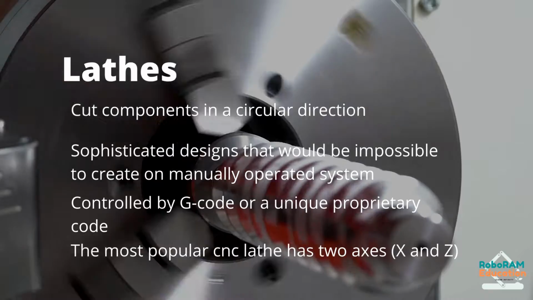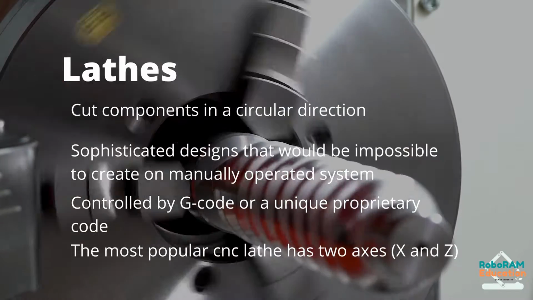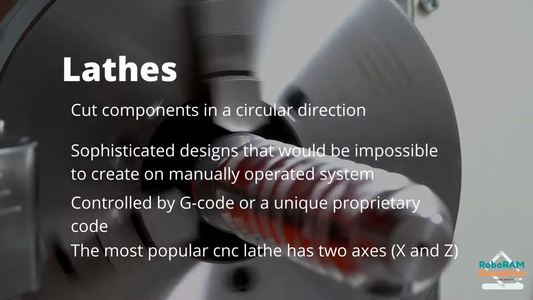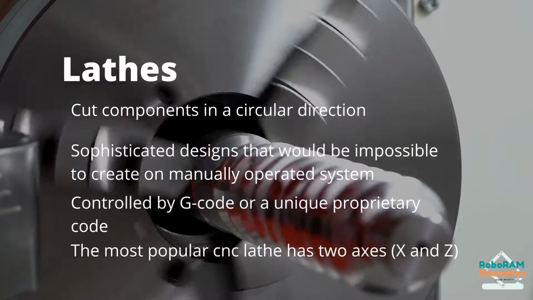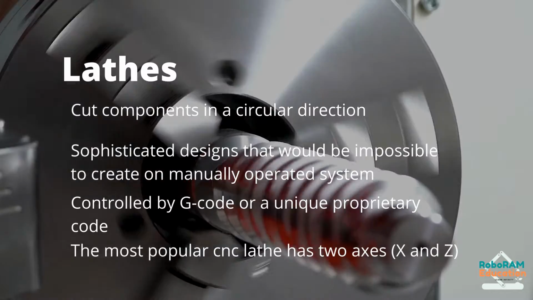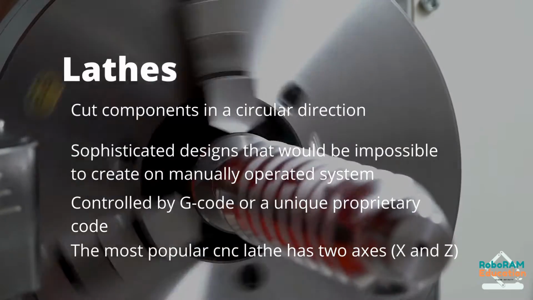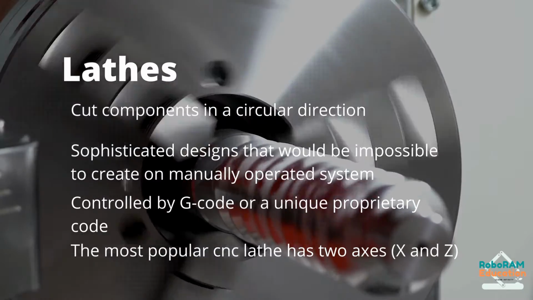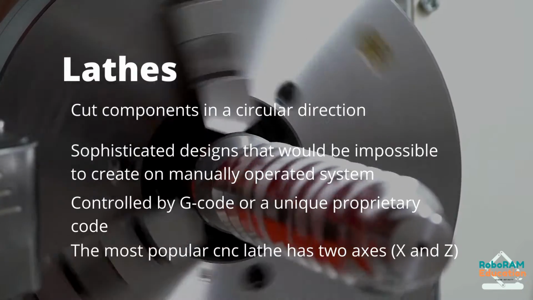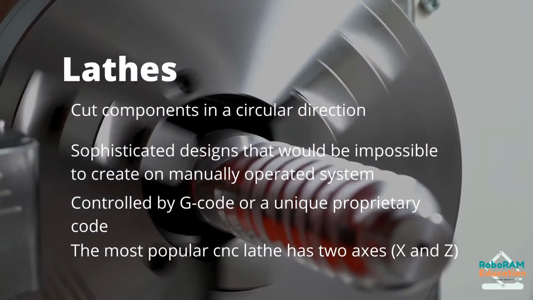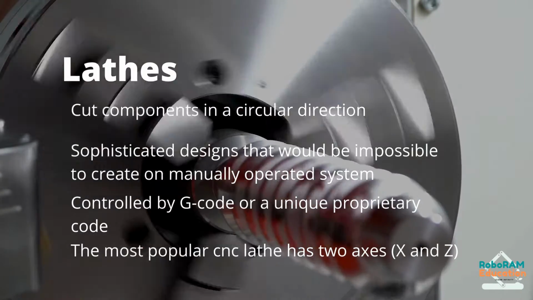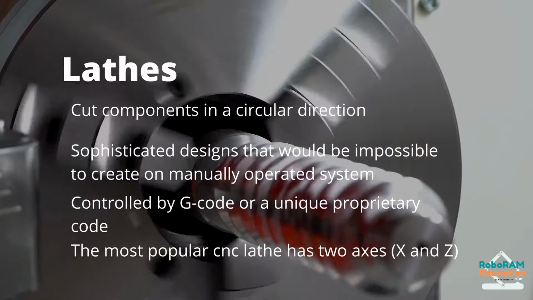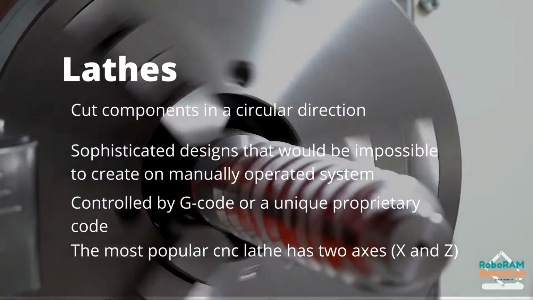Lathes. Indexable tools are used to cut components in a circular direction on lathe machines. Lathe cuts are made with precision and speed thanks to CNC technology. CNC lathes are used to create sophisticated designs that would be impossible to create on manually operated versions of the equipment. The control functions of CNC-run mills and lathes are similar in general. Lathes, like the former, can be controlled by G-code or a unique proprietary code. Most CNC lathes, on the other hand, have two axes, X and Z.